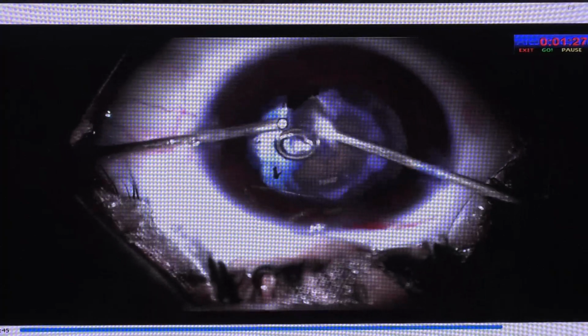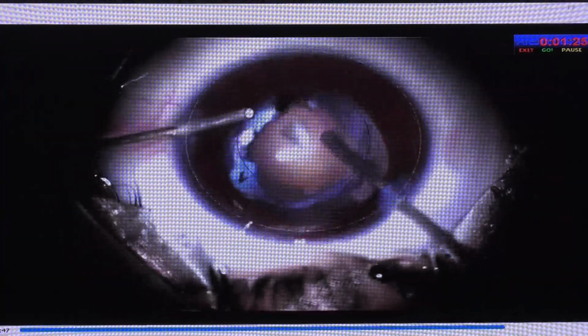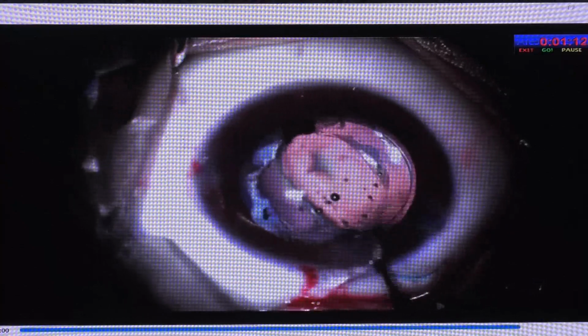This is used to create a central and circular opening. Limited anterior vitrectomy is performed after that. Wound is enlarged and IOL is inserted in the sulcus. Second haptic is carefully dialed in the sulcus.